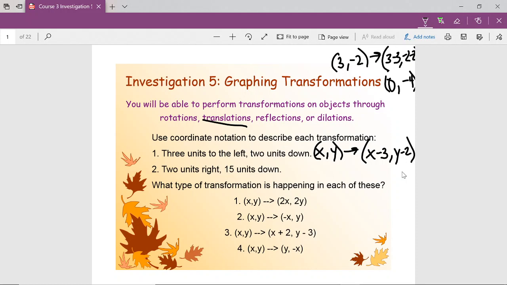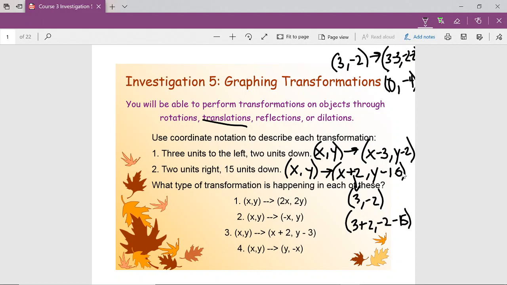Similarly, I could do 2 units to the right and 15 units down by saying xy moves to x plus 2, y minus 15. If I were to take a point like 3, negative 2, I'll just do the same one, I would be doing 3 plus 2, and then that y, negative 2 minus 15. So I would get a new coordinate point of 5, negative 17. That would be my new point after the translation.